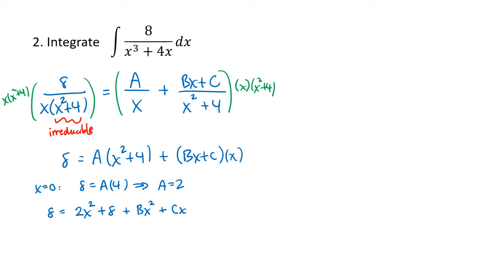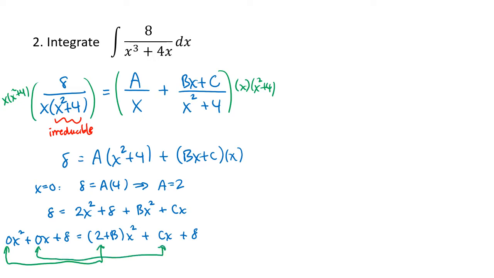So if we write both sides as a polynomial, the left-hand side is 0x squared plus 0x plus 8. The right-hand side is 2 plus b times x squared, plus cx, plus 8. And we equate coefficients of equal powers of x. So 0 has to be the same as 2 plus b, 0 has to be the same as c, and 8 has to be the same as 8. Well, that last one doesn't really tell us anything, but the first two tell us that b has to be -2 and that c has to be 0.